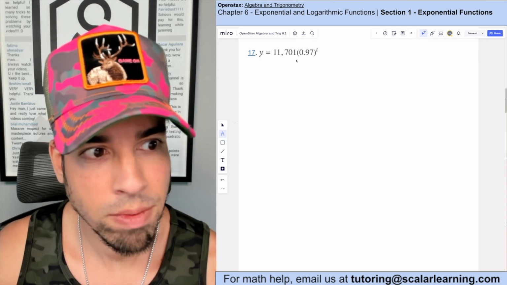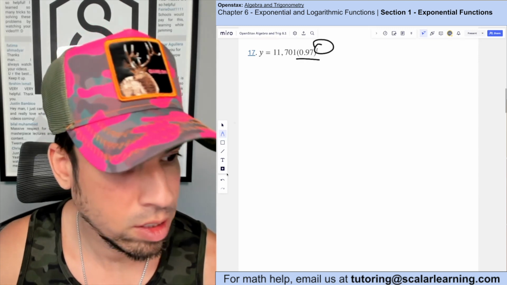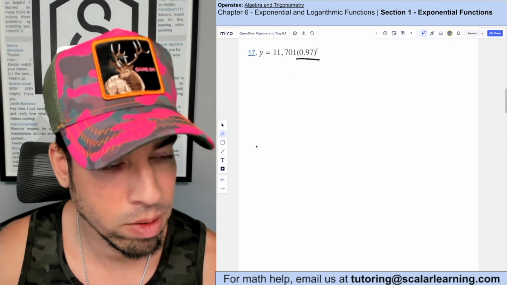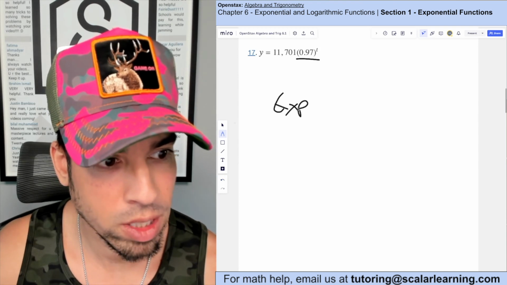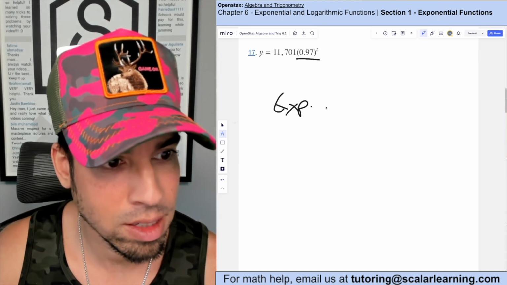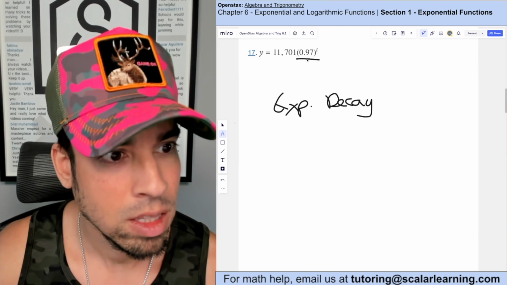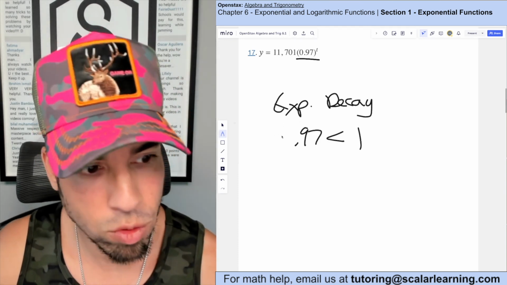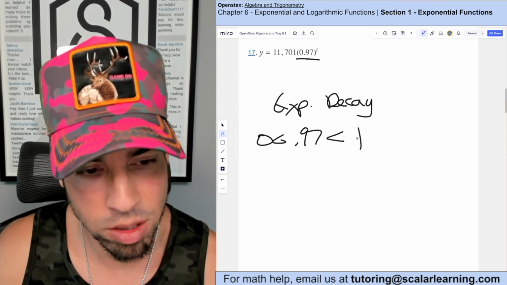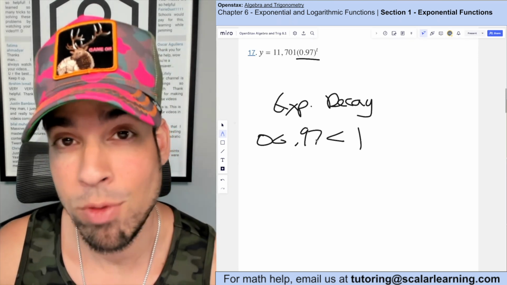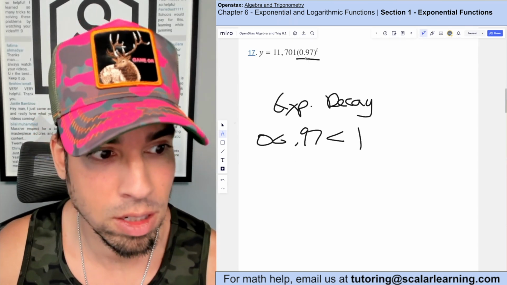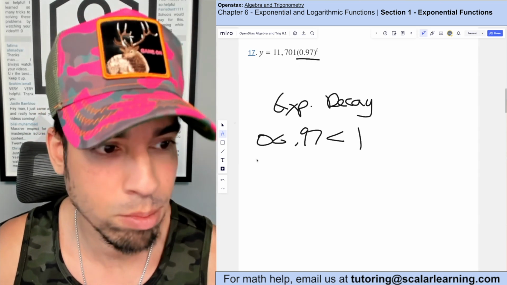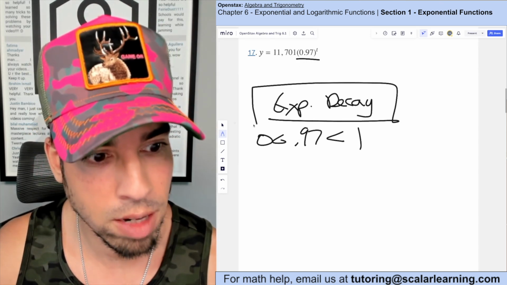So for this one, I'd definitely say exponential. Once again, we're raising to an exponential power for the variable. But is it growth or decay? What I would say is this is actually decay because this value 0.97 is less than 1. By the way, greater than 0 as well, positive, but still in between 0 and 1. And if you want to get technical, this is actually decaying at a rate of 3% per year. So exponential decay, boom, done.